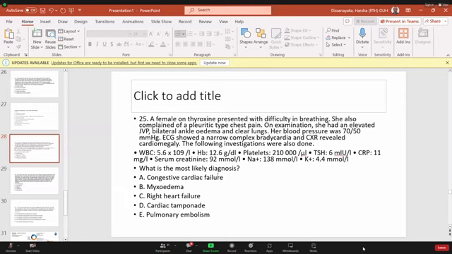Elevated JVP. Right. So that's true. Myxedema will not directly cause elevated JVP. Right. Anything else? Sodium being normal. So, yes.